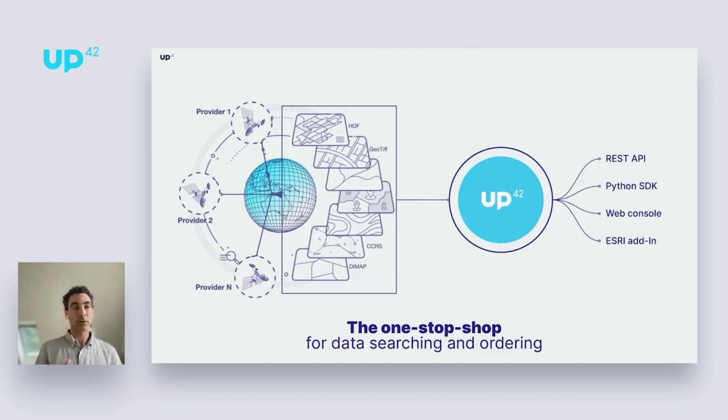So a variety of providers can be accessed through UP42. These can be rasters, vectors, and more. And you can do this in 4 ways. We are an API-first company, so our REST API is the most feature-rich, but you can also work with the Python SDK, the web console, which is what we'll look at today, and our Esri add-in for those of you who work with ArcGIS Pro.